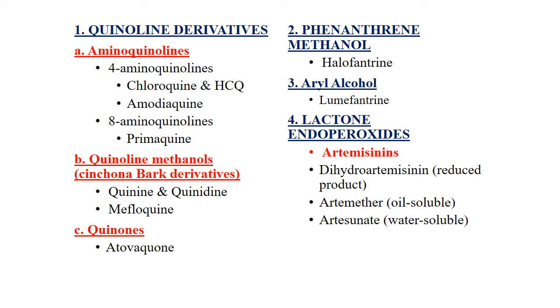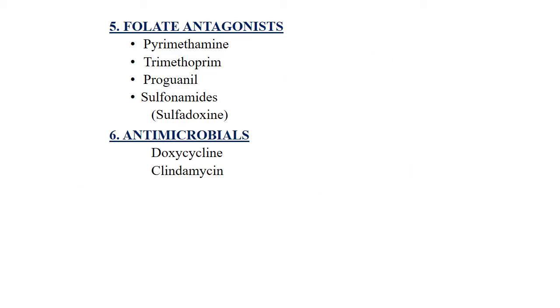In phenanthrene methanol, the drugs include halofantrine. In aryl alcohol, the drugs include lumefantrine. In the next group, lactone endoperoxides, the drugs include artemisinin, which is further divided into dihydroartemisinin, the reduced product, then artemether, the oil soluble form, and artesunate, the water soluble form. Next, the fifth class is folate antagonists, which include pyrimethamine, trimethoprim, proguanil, and sulfonamides. And the last group is antimicrobials, which include doxycycline and clindamycin.